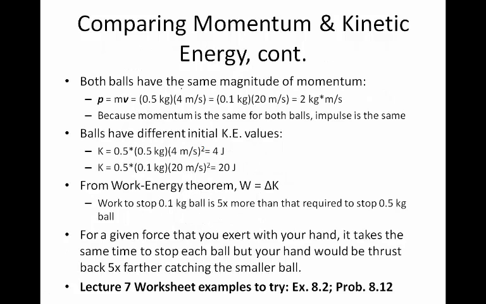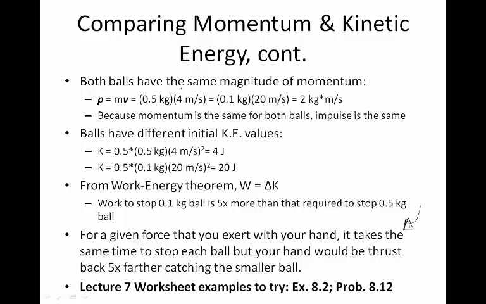Okay, this walks through everything I just said. This is a part that's a little different. There's something else I haven't said yet, and that is for a given force that you exert with your hand, it's going to take the same amount of time to stop each ball, but your hand would be thrust back 5 times further catching the smaller ball. So that explains why their impulse values were the same.